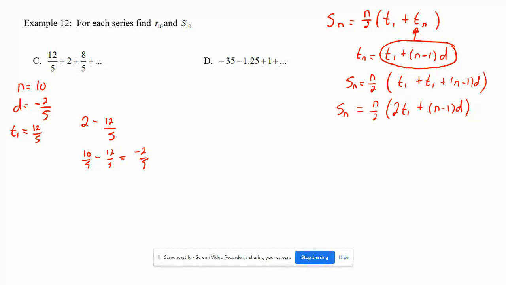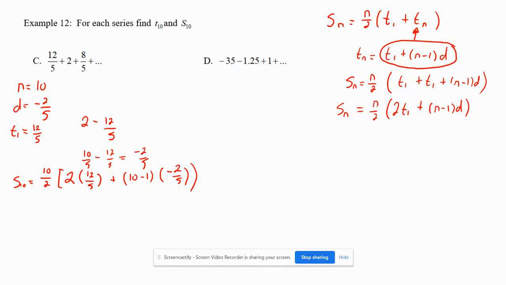Okay, so if I'm going to apply my second formula here, we know that S10 equals 10 over 2, bracket 2 times 12 over 5 plus n minus 1 times d. n is 10. My common difference is negative 2 over 5.